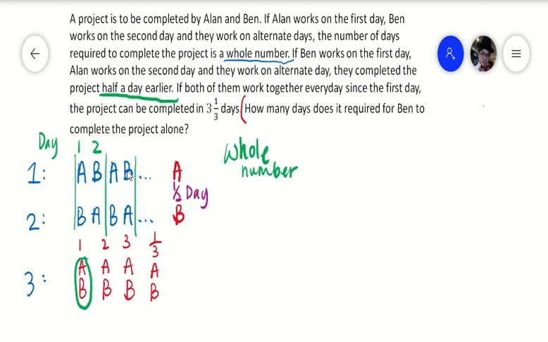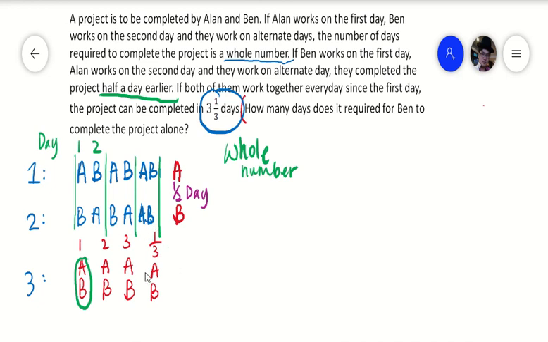So the second day, another 2 days here. So the third day, it will be another 2 days here. Okay, another 2 days here. So it takes 3 1/3 days for both of them to work together and complete the project. So 3 full days will be converted to 6 days for situations 1 and 2.